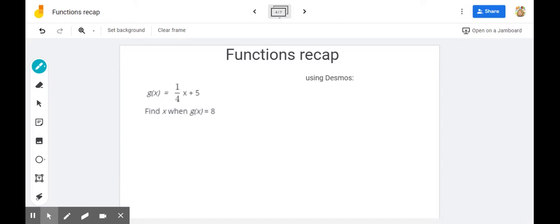All right, now what if I give you this function and I ask you to find x when g of x is 8? Well, again, 8 is your output. We used to do this by hand by using the equation that's given, which you can do, but you don't want to go too crazy.